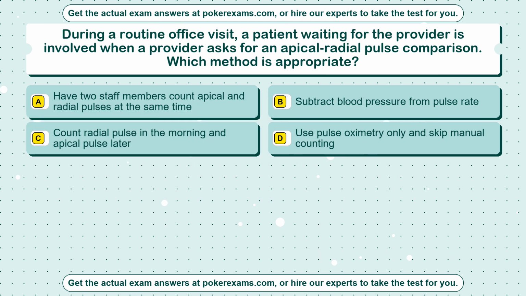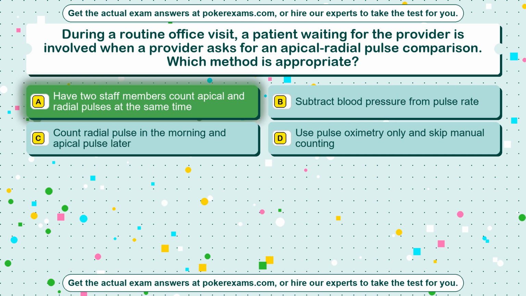Question 10. During a routine office visit, a patient waiting for the provider is involved when a provider asks for an apical radial pulse comparison. Which method is appropriate? Option A. Have two staff members count apical and radial pulses at the same time. Option B. Subtract blood pressure from pulse rate. Option C. Count radial pulse in the morning and apical pulse later. Option D. Use pulse oximetry only and skip manual counting.